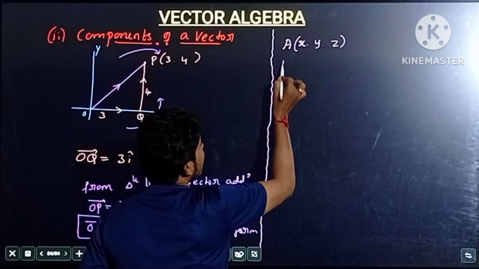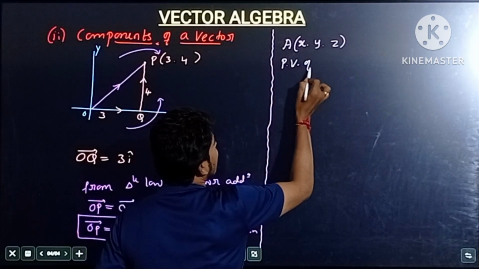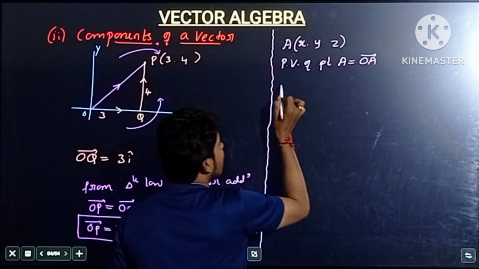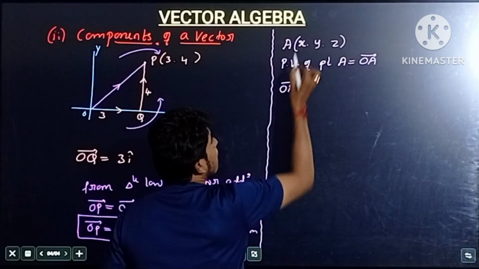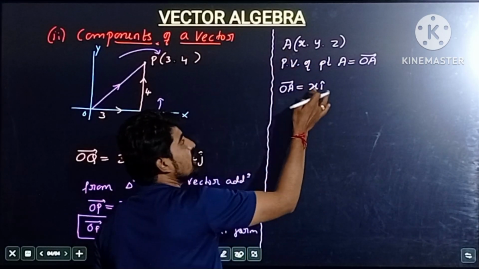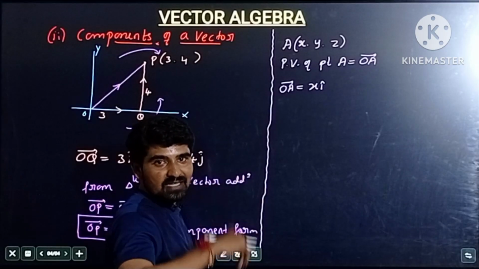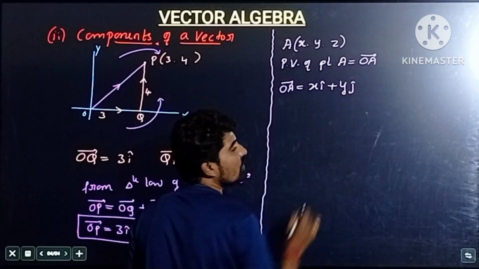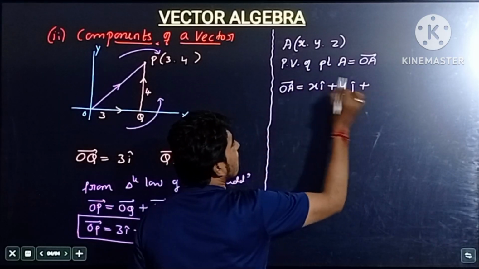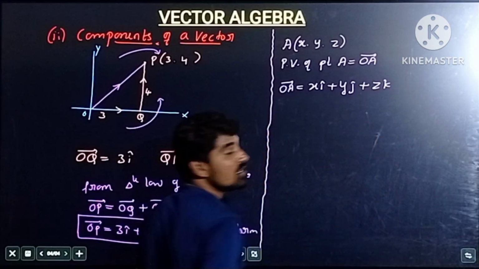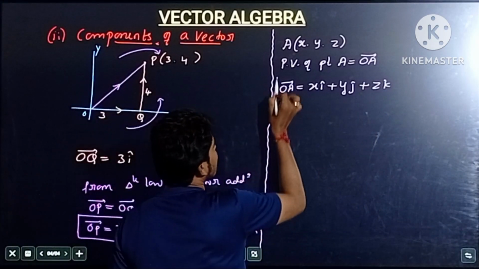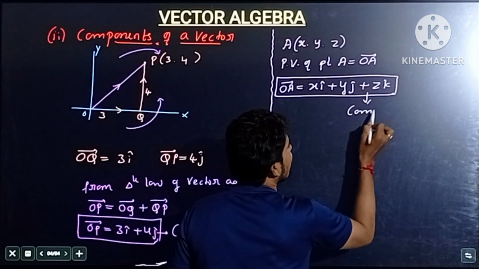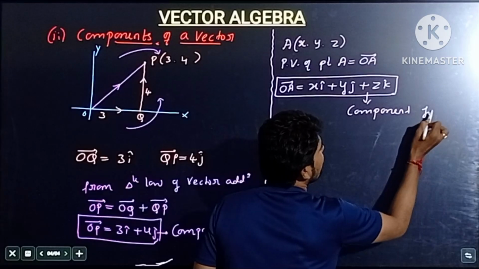So as you know, the position vector of the point A is the OA vector, and the component form of the OA vector is x into i cap, the x coordinate of the point along with the unit vector along the x-axis, plus the y coordinate of the point A along with the unit vector along the y-axis, plus the z coordinate of the point A along with the unit vector along the z-axis. So this form of the vector is called the component form of the vector.